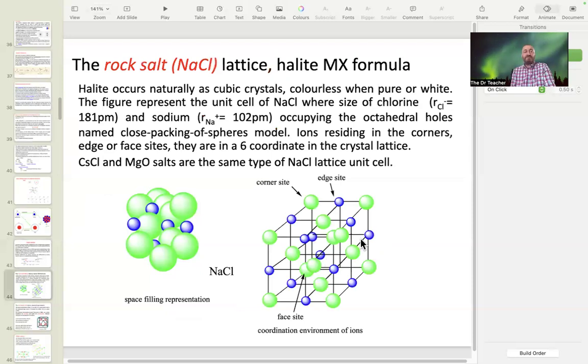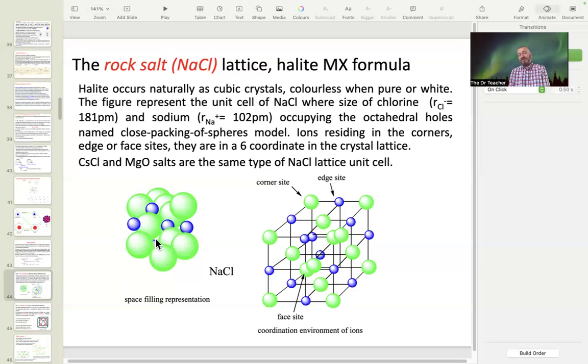Okay, we have the structure of the rock salt. In nature, we can find the rock salt NaCl lattice in halite, whose formula is MX type of lattice. Halite is an ore which contains the salt NaCl, very pure in nature, formed naturally as cubic crystals. So cubic crystals, this is 1 unit cell.